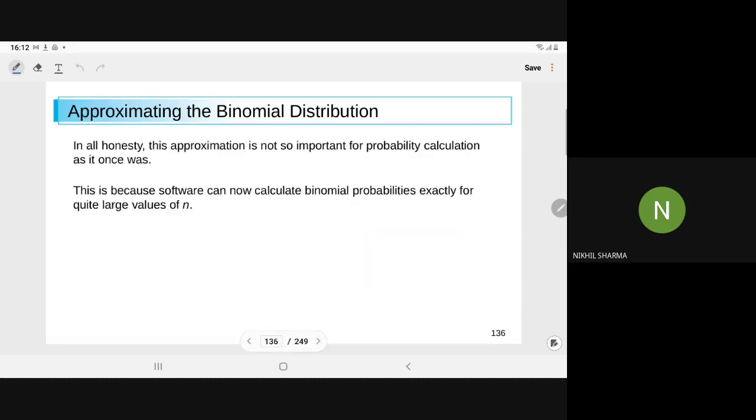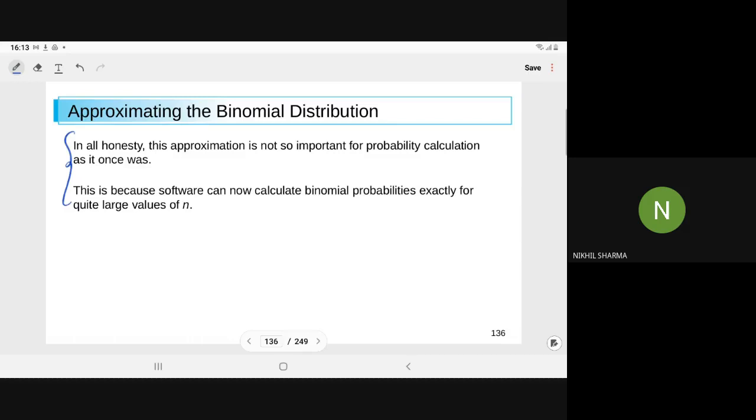So what is the half unit correction? Previously, whenever we didn't have a computer or calculator, at that time we had the requirement of this kind of approximation. Now we have very good software. For any large value you can determine the exact value.